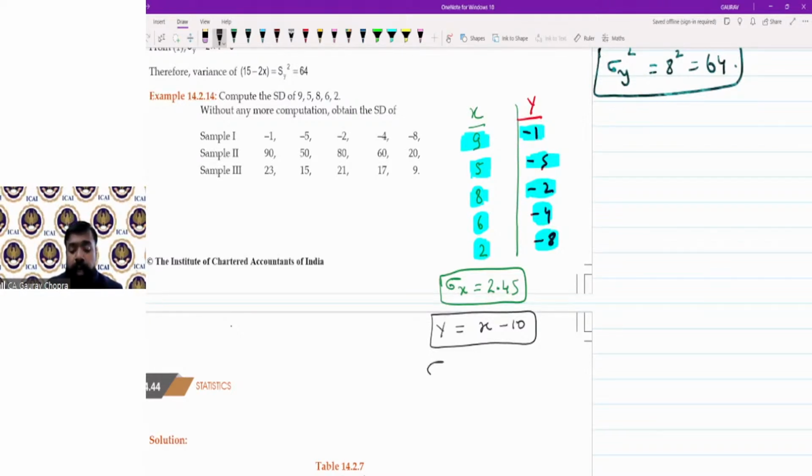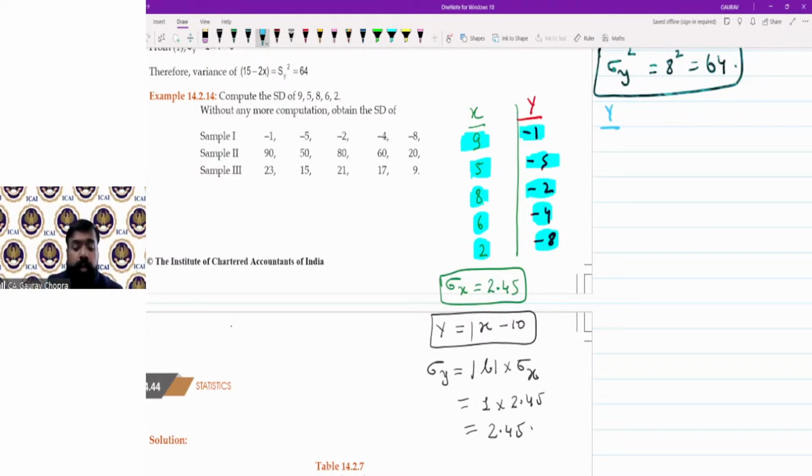So if we have to calculate the standard deviation of y, we already know the formula: mod of b multiplied by the standard deviation of x. So what is mod of b? What is the coefficient of x? It is simply 1. So we can write 1 multiplied by 2.45. So the standard deviation is the same, 2.45.